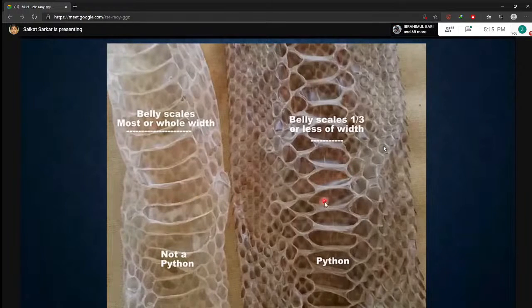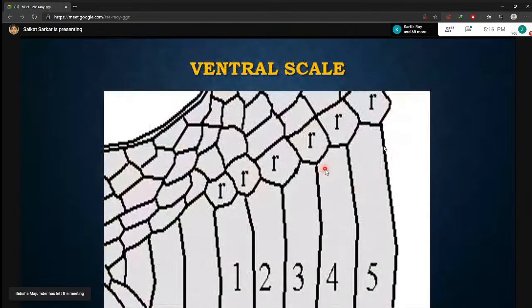Okay, so if you find this kind of exuvia, this kind of a slough of skin, in any part of your garden or somewhere, this is a python scale. This is the ventral scale. How we count: 1, 2, 3, 4, 7.